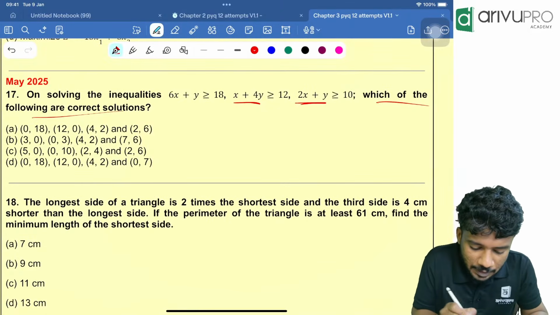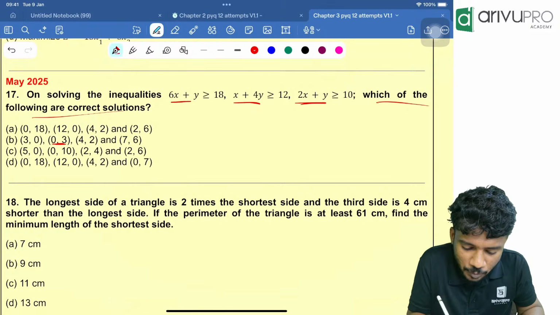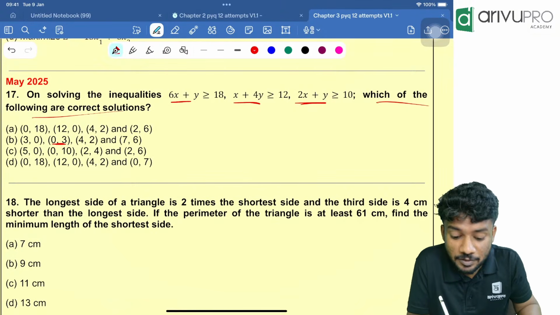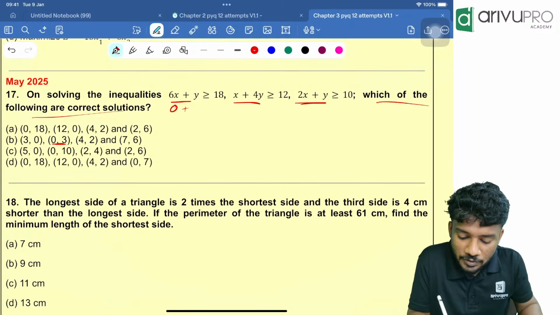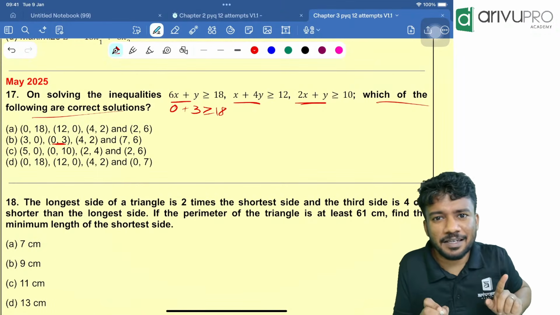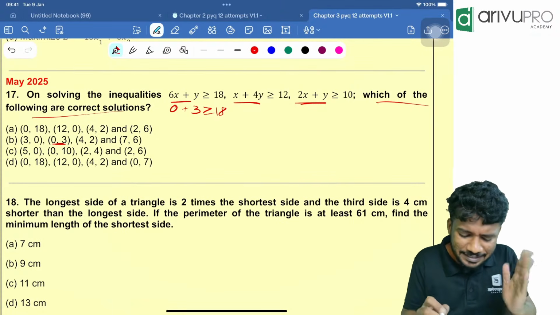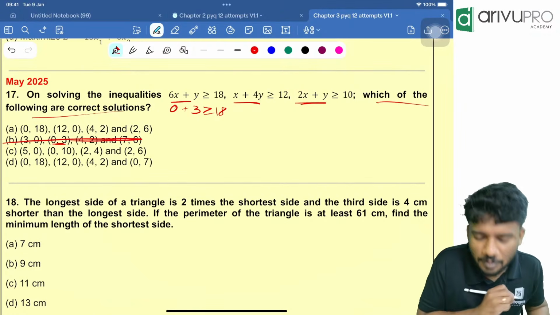Take this point 0, 3, and put it in the first equation. That means x is 0 and y is 3. So 6 into 0 is 0, plus 3 is greater than or equal to 18. Is 3 greater than 18? No, 3 is less than 18. That means option B is wrong.